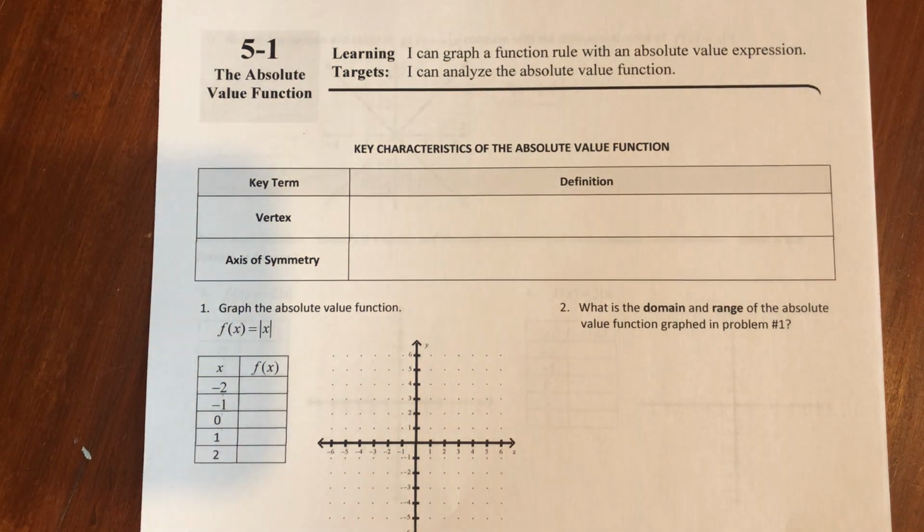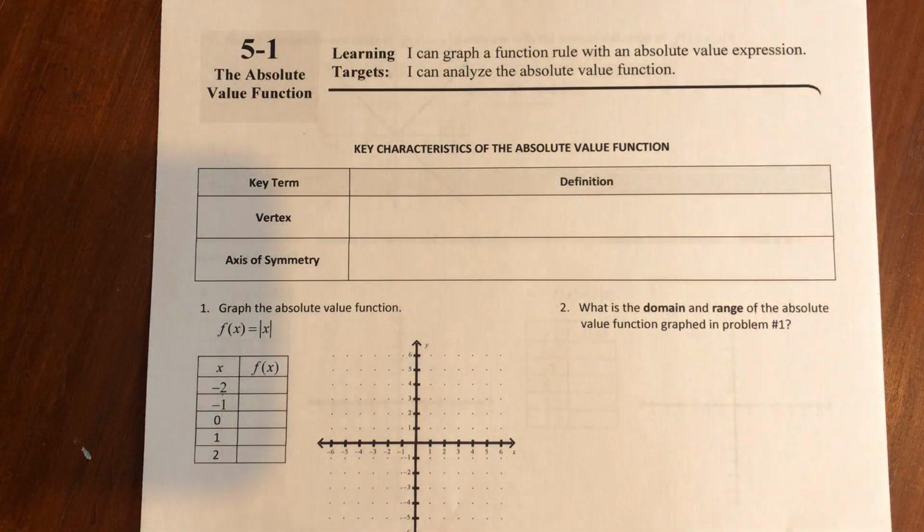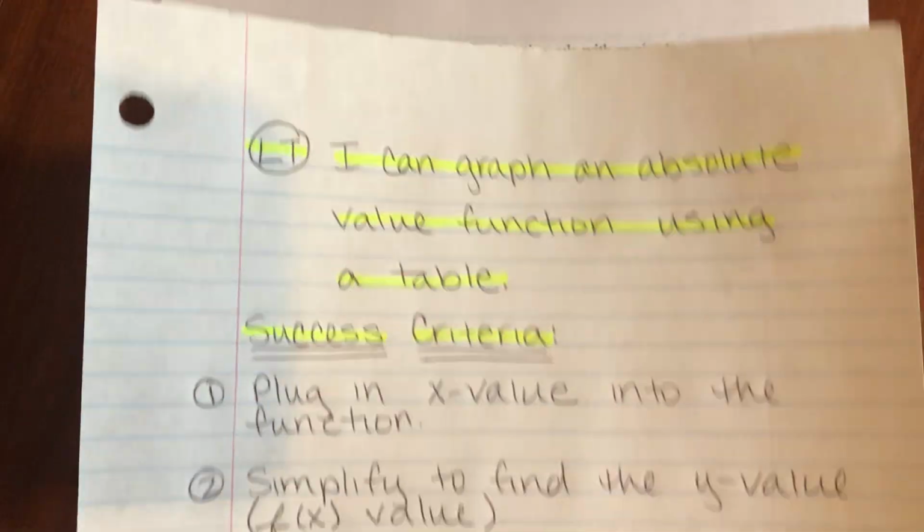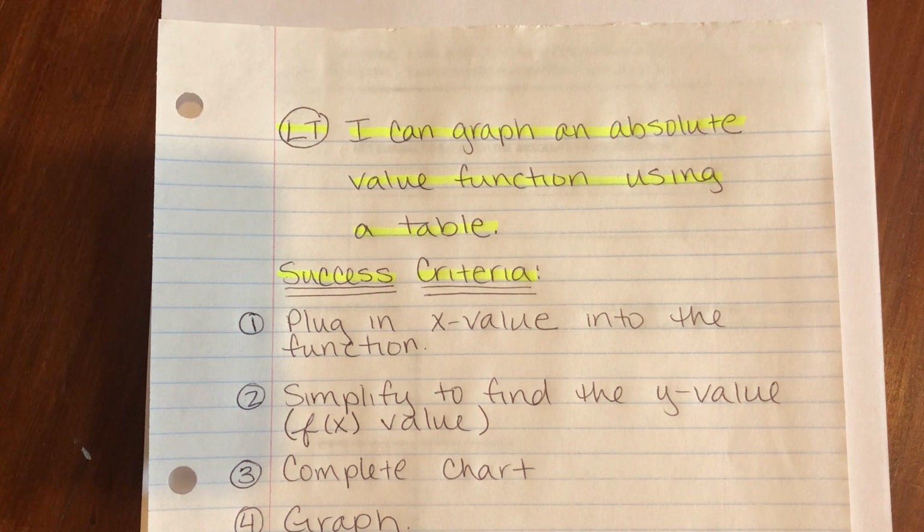Today we are going over chapter 5.1, starting a new section, the absolute value function. So the first learning target is going to be I can graph an absolute value function using a table.